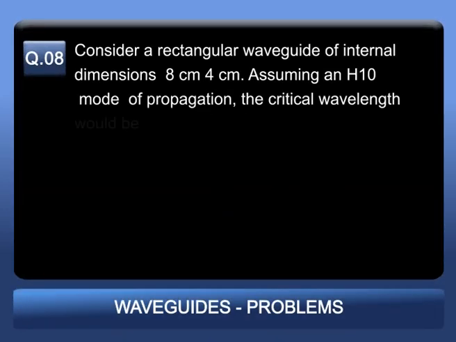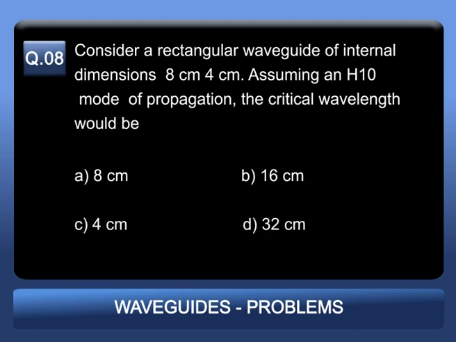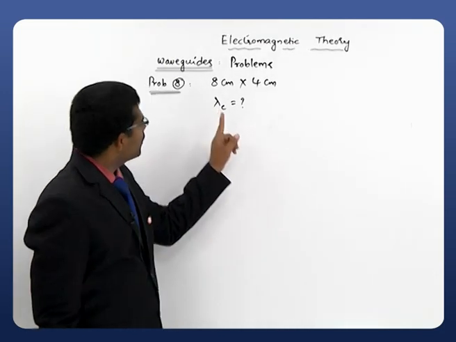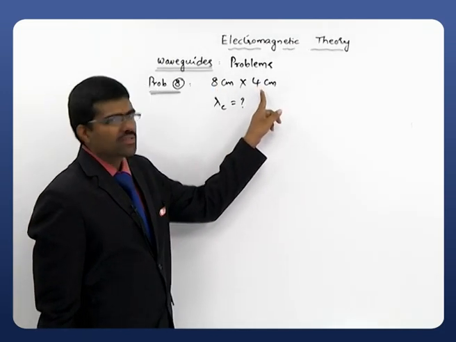Problem 8. Consider a rectangular waveguide of internal dimensions 8 cm by 4 cm, and assuming H10 mode of propagation, the critical wavelength would be: option A, 8 cm; option B, 16 cm; option C, 4 cm; and option D, 32 cm. Here is a very simple problem. What is the data given to us? A rectangular waveguide of dimensions 8 cm by 4 cm.